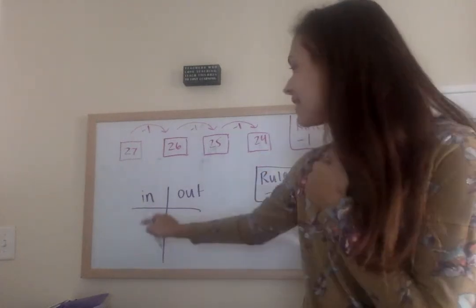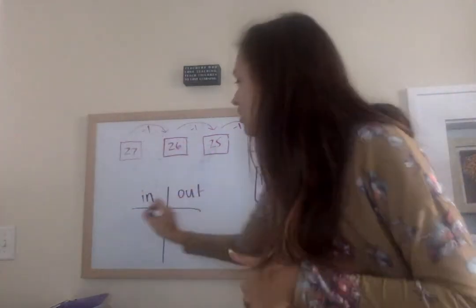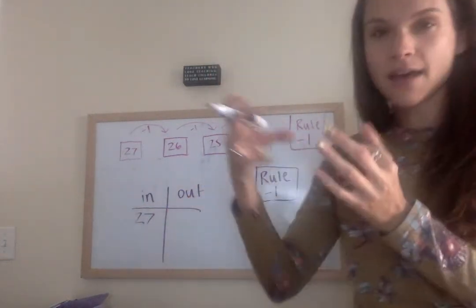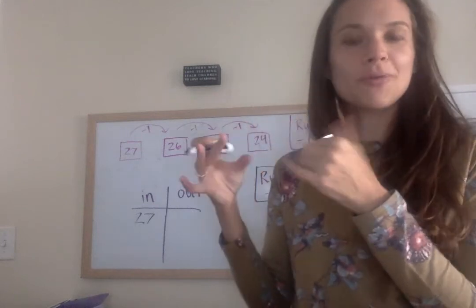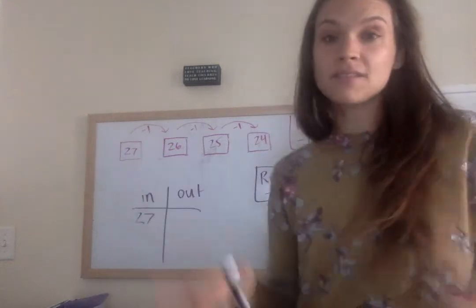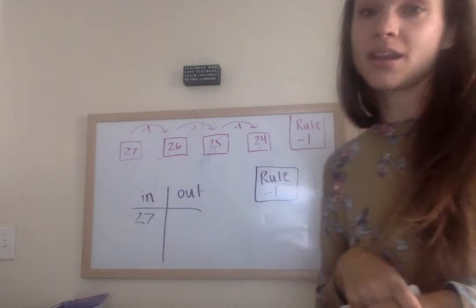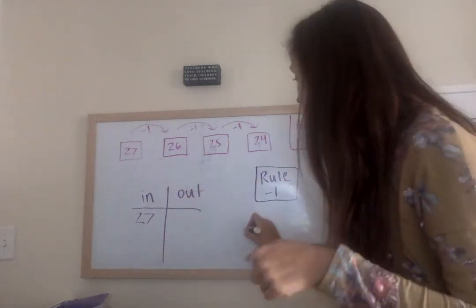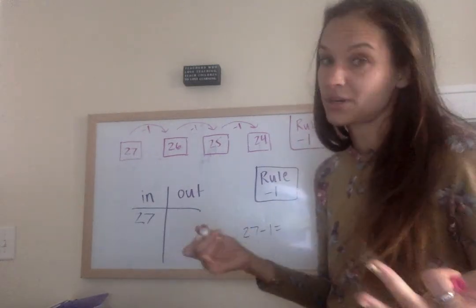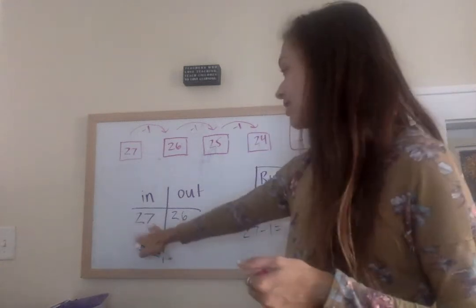What you do is you just pick a number. So I'm going to go with 27. The number is 27. We can put it into a mystery box if we wanted. It's kind of fun to think about. Put 27 into this mystery box, and you have to apply the rule to the input. So you would have to do 27 minus 1. And 27 minus 1 is 26. See?